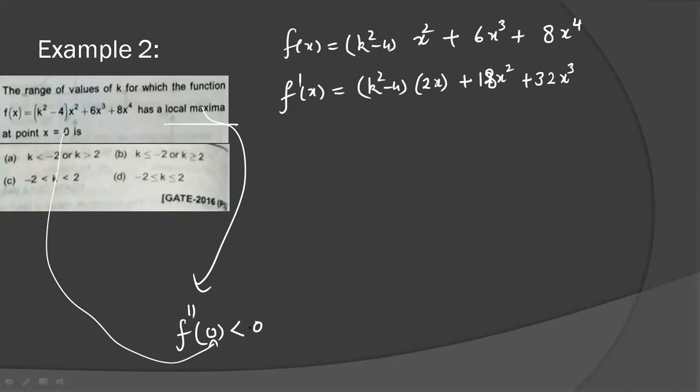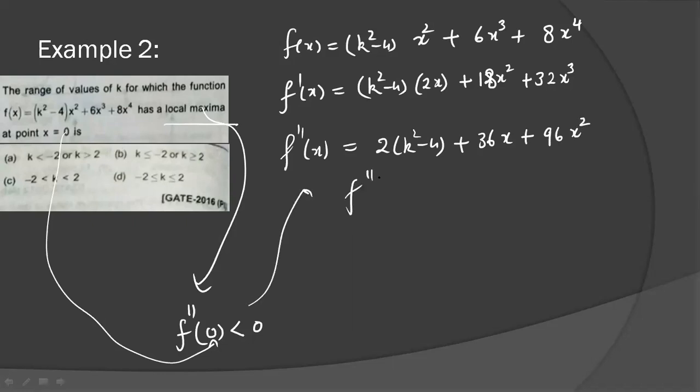Second derivative is negative here. Then only you are getting a point of maximum. So take the second derivative. F double dash x will be 2 times k square minus 4 plus 36x plus 96x square. Now use this condition: F double dash 0 less than 0.